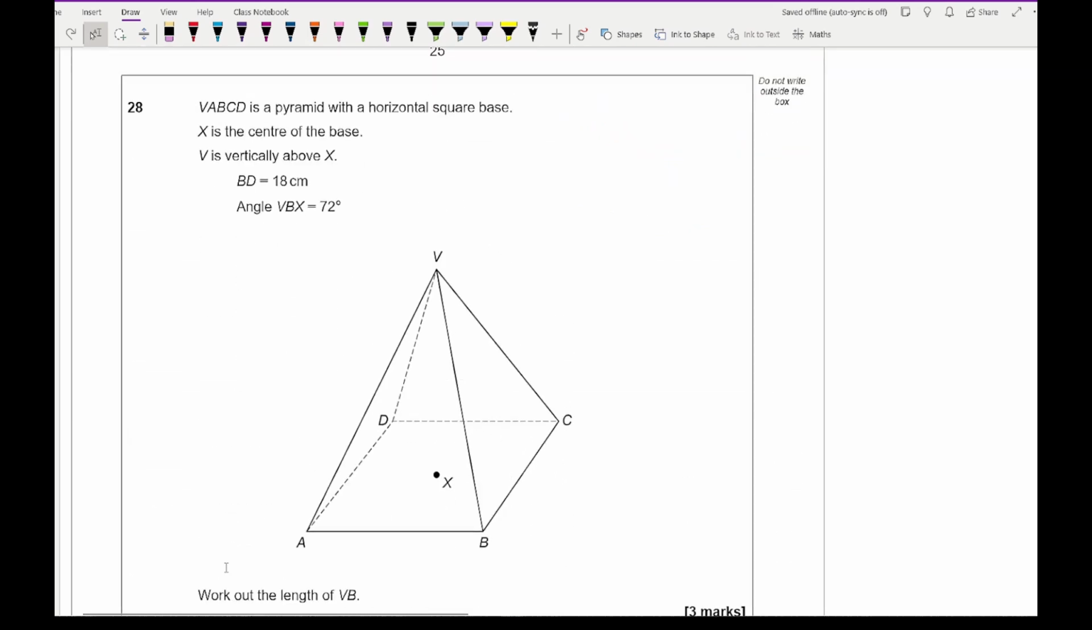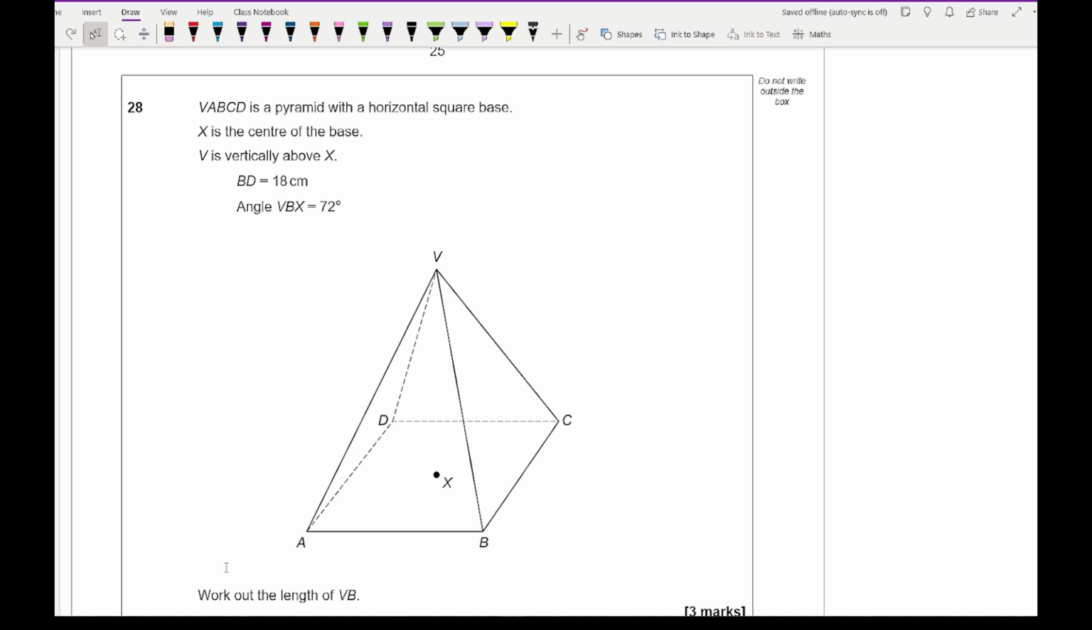Moving on to question 28, it says VABCD is a pyramid with a horizontal square base. X is the center of the base and V is vertically above X. If BD is equal to 18 centimeters and angle VBX is equal to 72, work out the length of VB.